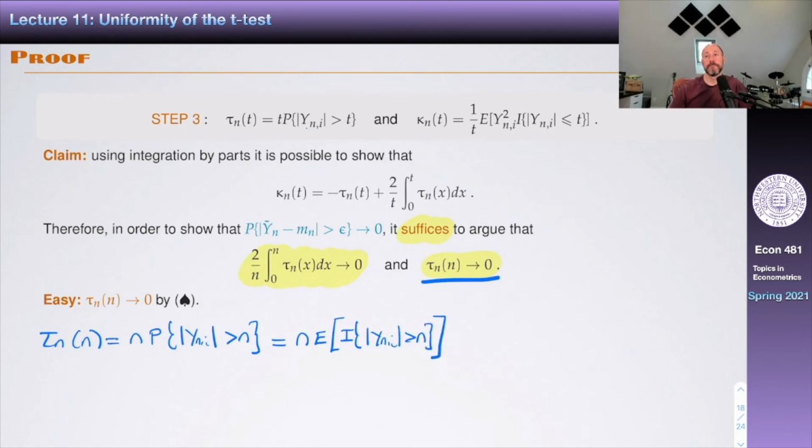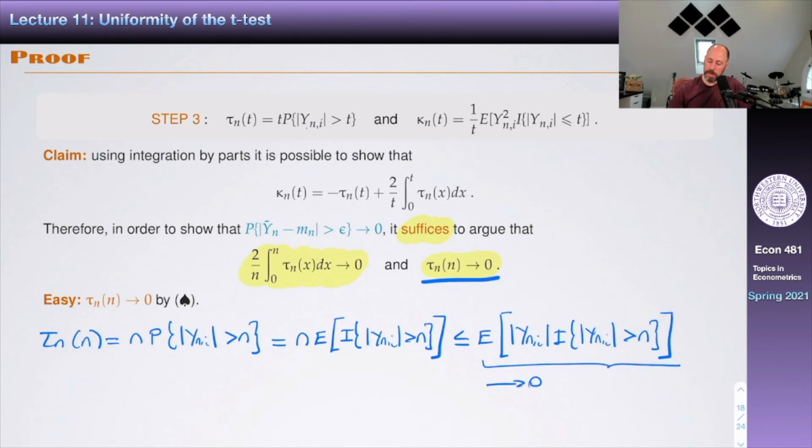Okay? And this is less than or equal to the expected value of the absolute value of y n times the indicator that it is greater than n. Right? Because we're considering that event where the absolute value of y is greater than n. So we have that inequality. And this goes to 0 as n goes to infinity by the Spades condition.